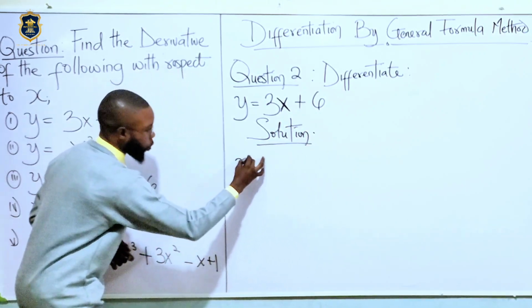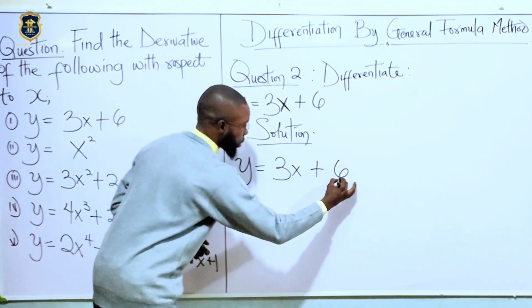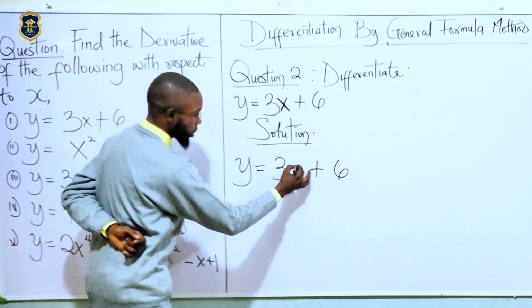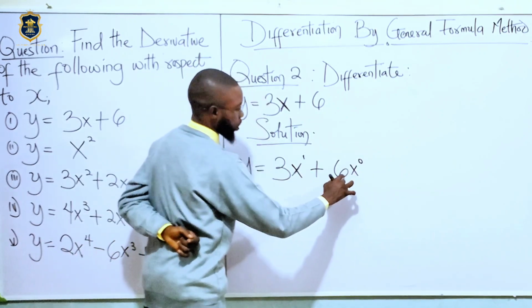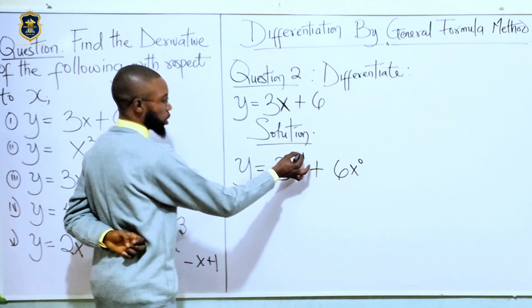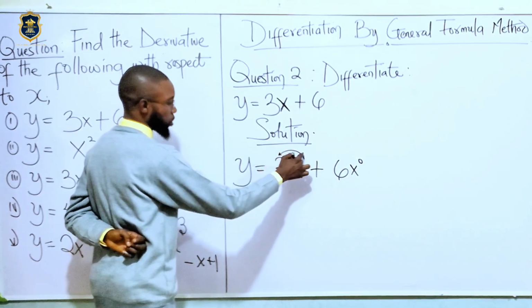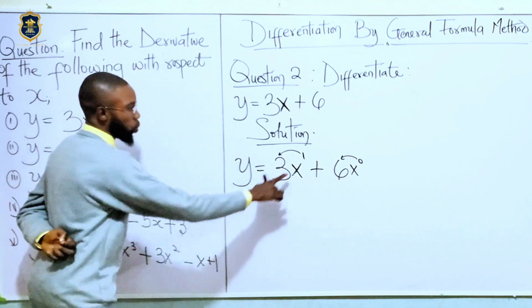will be that we have y is equal to 3x plus 6. Let's review what is hidden. This x is raised to the power of 1 and this 6 has x raised to the power of 0. Every constant number has that. So we'll start using the power to multiply the constant here: 1 times 3 and 1 minus 1, 0 times 6 and 0 minus 1. So let's go.